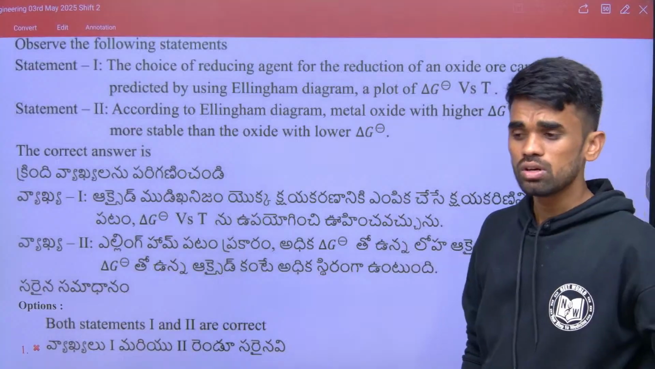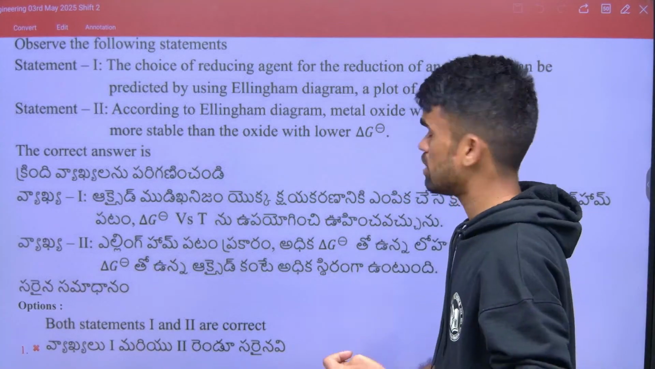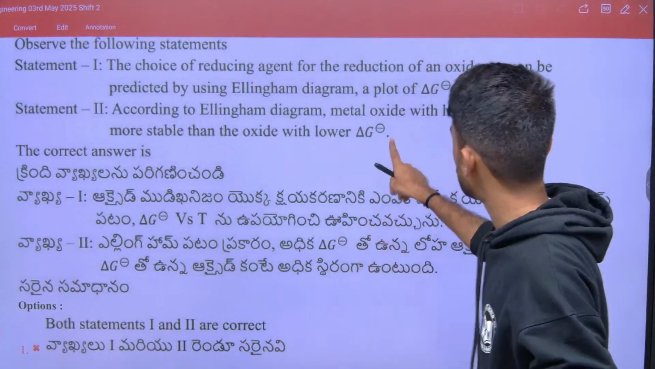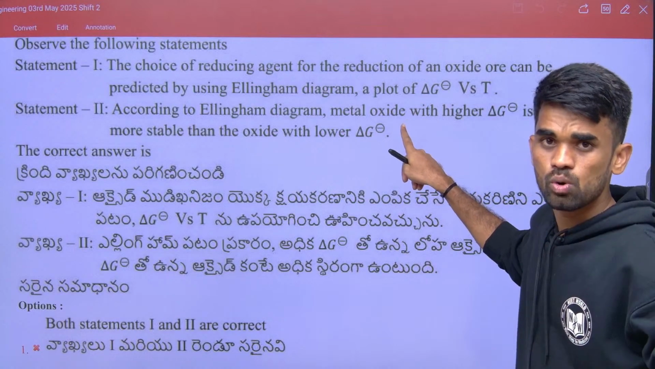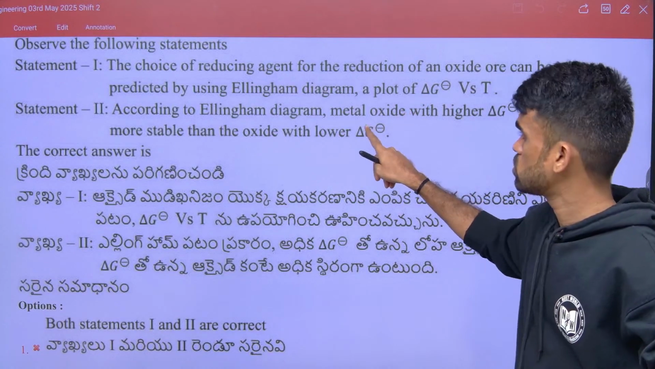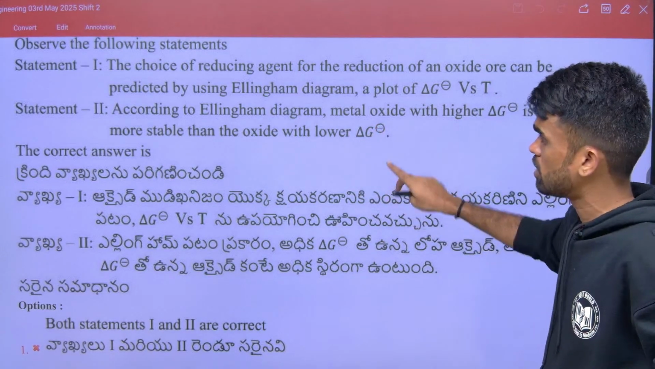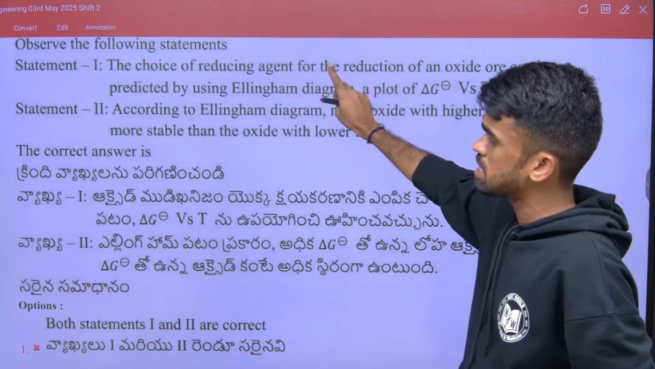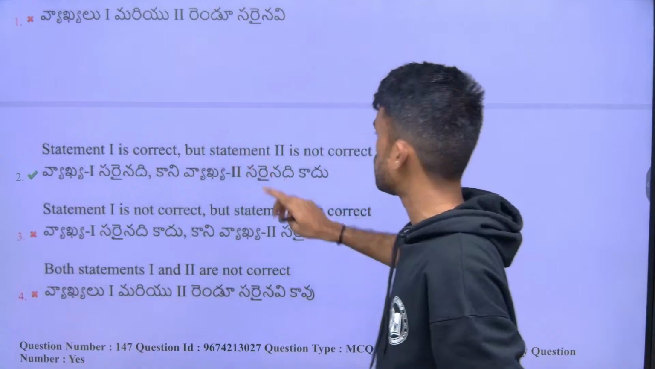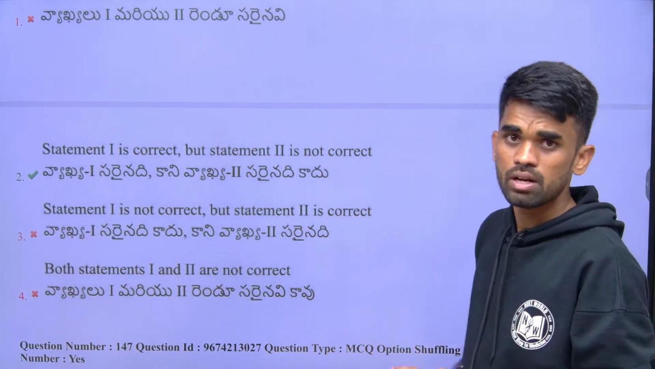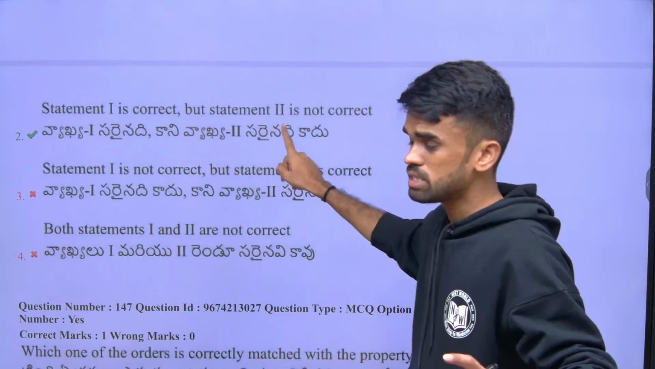We know that for a system to be more stable, its energy should be less. But here they are saying Gibbs free energy should be maximum. Higher energy means lower stability. So the second statement is incorrect. It should be reversed, but they have given it in another format. So statement 1 is correct, but statement 2 is not correct. You can go with option number 2. Hope it is clear. Let us move further.